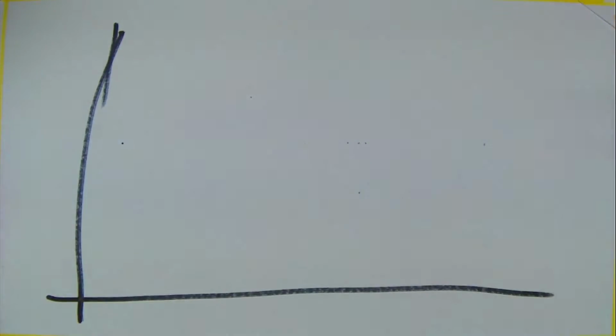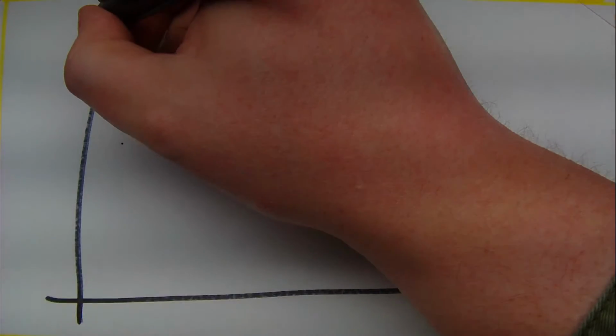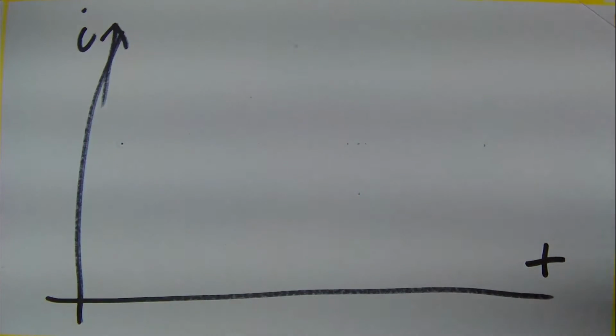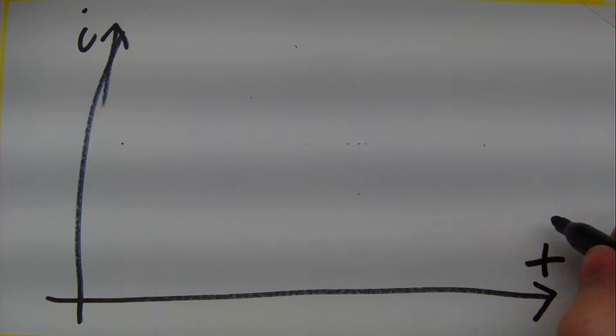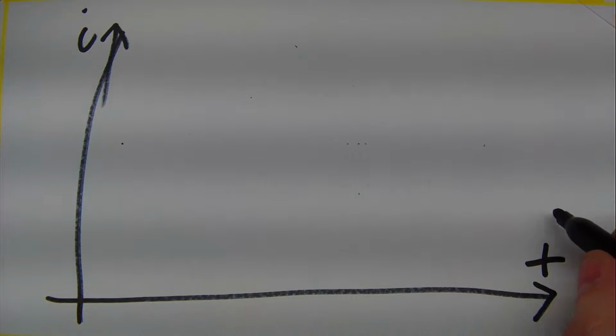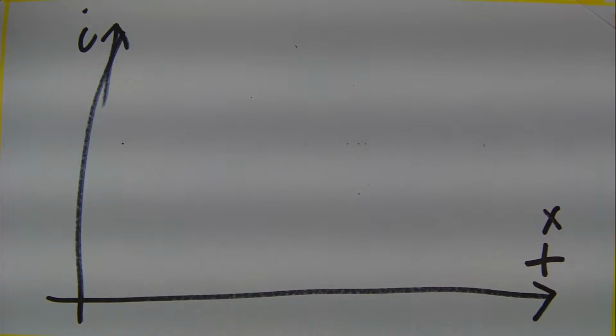Alright, so when we're talking area, I start down here, whoops, my line's not straight, oh well. And I know this direction is going to be my positive direction. This direction is my sideways direction. This can also be referred to by X.